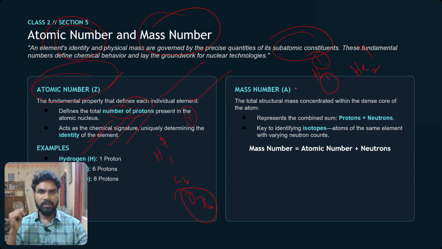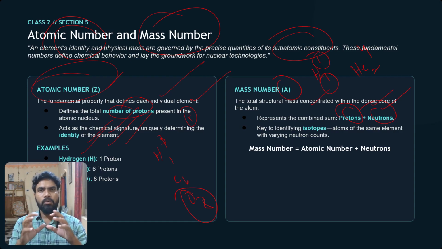It is represented with the alphabet A. What is mass number? It is the total structural mass concentrated within the dense core of the atom, that is the nucleus of the atom. Mass number represents the combined sum of protons and neutrons. So indirectly you are saying how many protons and neutrons are there in the nucleus of the atom.